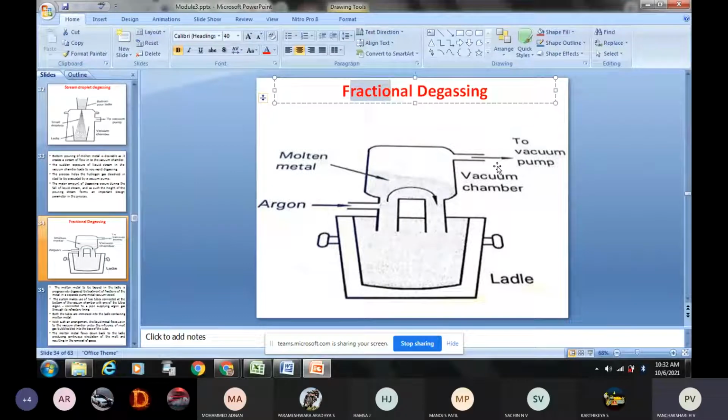You can see here, to the vacuum pump, there is a vacuum pump here, and there is a provision to supply argon gas. Inert gas is supplied through this port. And this is an inverted bottle type of arrangement. So what happens when this vacuum chamber is inserted into the liquid metal in this way, and it is connected to the vacuum pump, then a negative pressure is created in this area because no air is present.